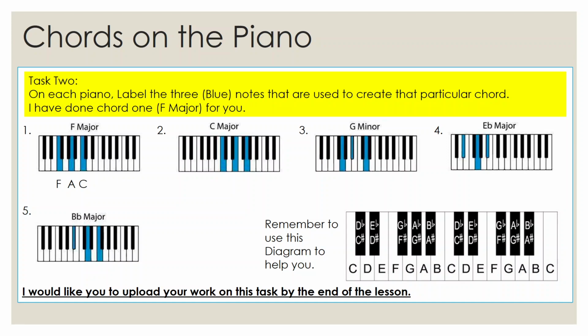As you can see, there are 3 highlighted blue notes on each of the keyboards. So I'd like you to work out what those 3 notes are for each of those chords. So you'd write for question 2, C major, and then write what the 3 notes are that make the C major chord. And then you have the diagram at the bottom right to help you work out the notes.